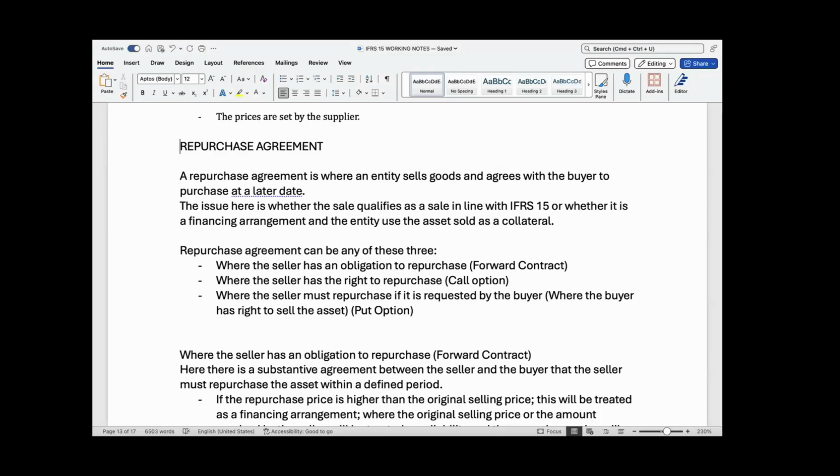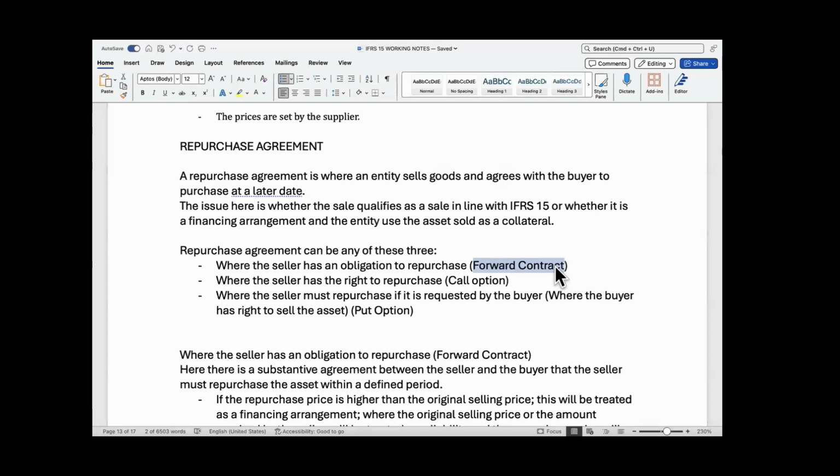So a repurchase agreement comes in three forms. Number one is where the seller has an obligation to repurchase, which is a forward contract. In this case, the seller has no practical ability to avoid the repurchase. He must buy the assets back because he has an obligation to do so. And based on the conceptual framework, an obligation is something you have no practical ability to avoid. So we call that a forward contract. You have entered into a forward, and it's a contract. You cannot avoid it.